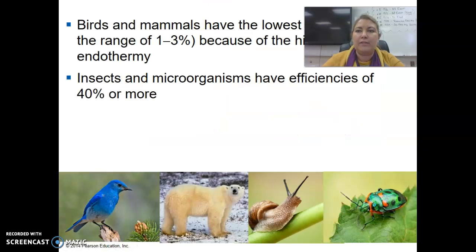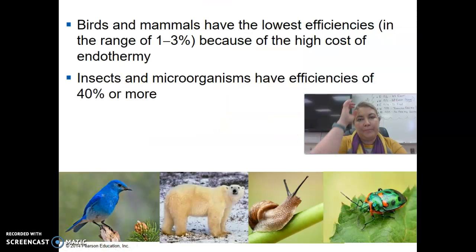A lot of these have evolved over time. Elephants, for example, have evolved very efficient digestive systems so that they can digest grass, because that's what's most available in their ecosystem. Birds and mammals have very, very low efficiencies, including ourselves as humans, in the range of 1 to 3%. So we said the average is 10.